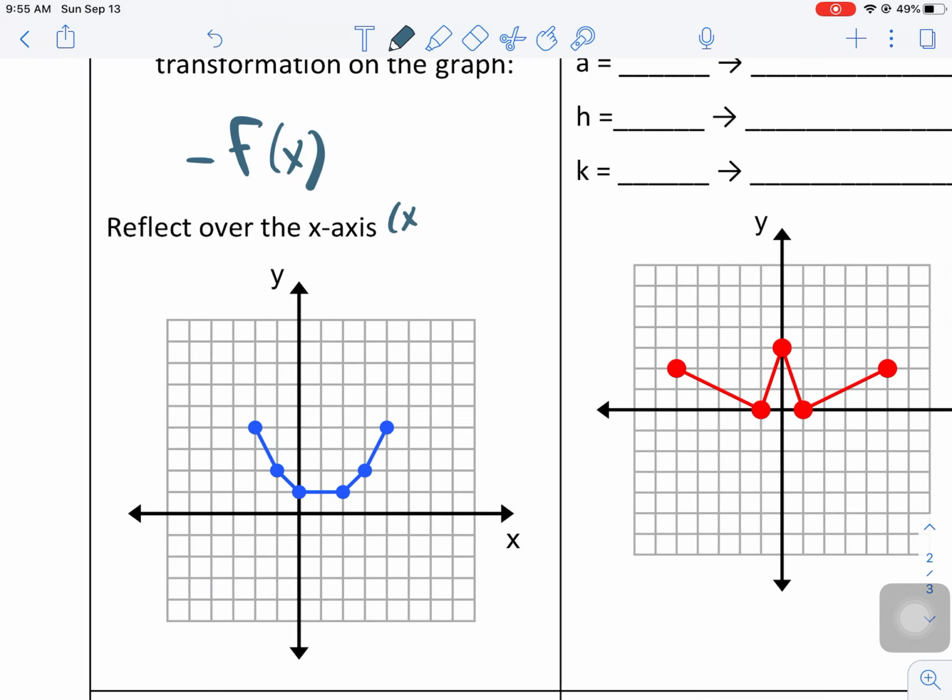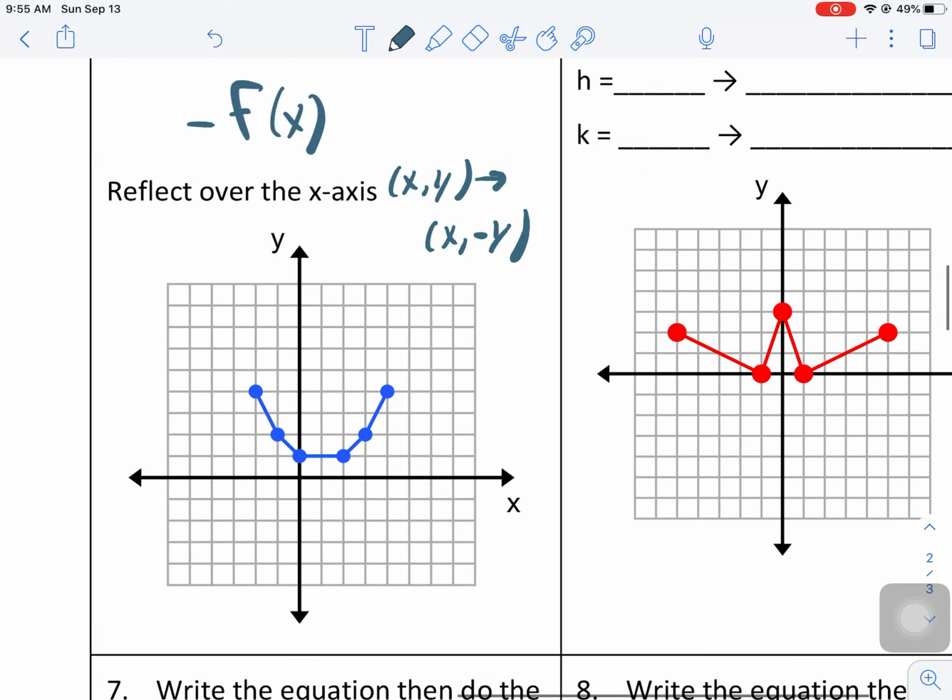And then what that's going to do is it's going to take our x, y's, and make them x comma negative y. Okay, so we're just multiplying all the y values by the negative in the front. So 1, 2, 3, 4 is going to become negative 1, 2, 3, 4. Negative positive 2 becomes negative 2. Positive 1 becomes negative 1. And as you can see, we're physically just reflecting this straight over the x-axis.